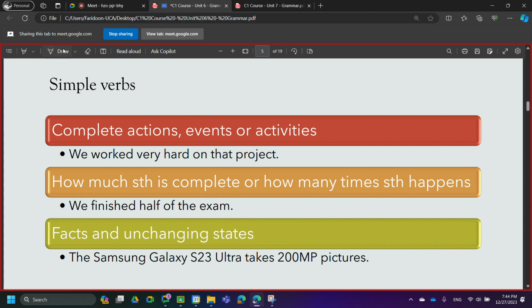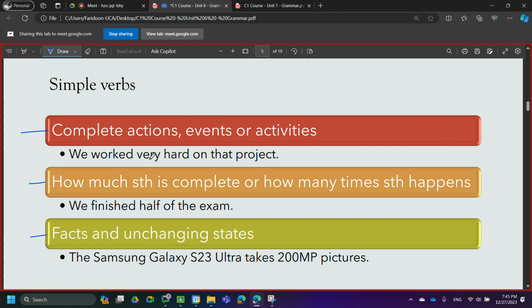Simple verbs talk about these three things, okay? It can talk about complete actions, complete events, and complete activities. It can talk about how much something is complete or how many times something happens. And it can also talk about facts and unchanging states. For example, we worked very hard on that project.